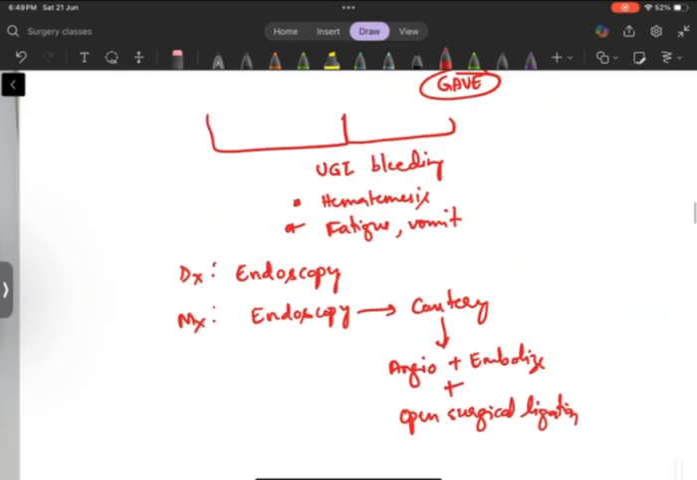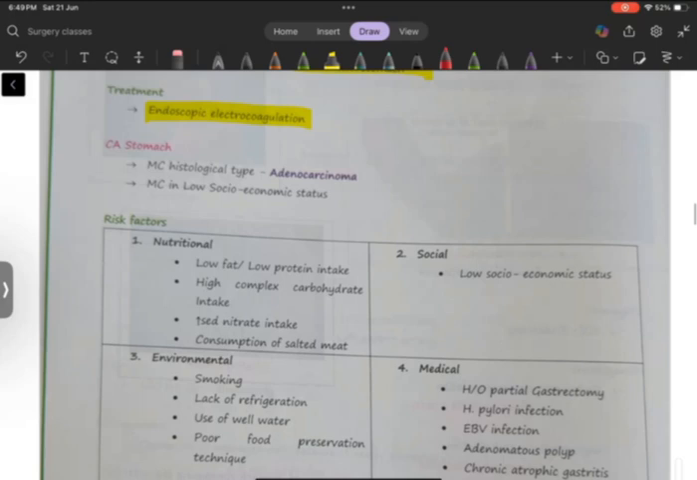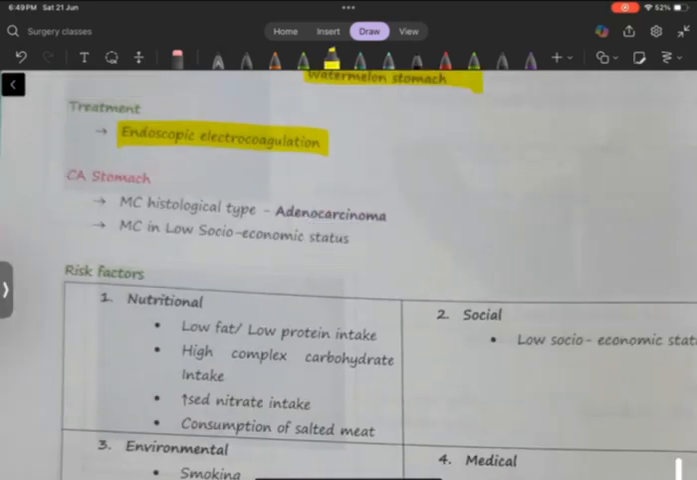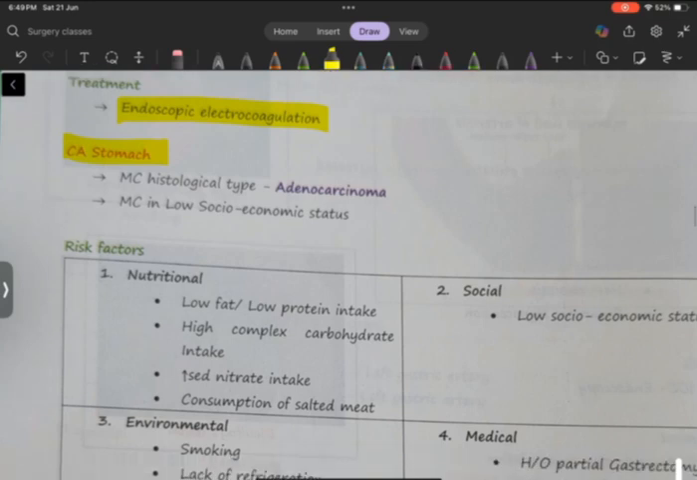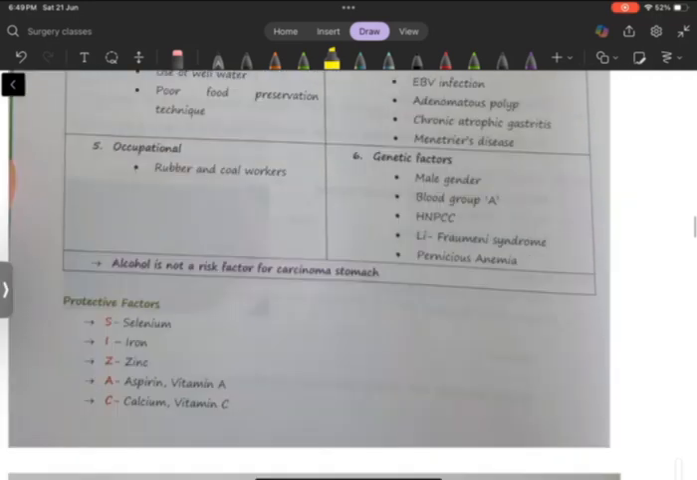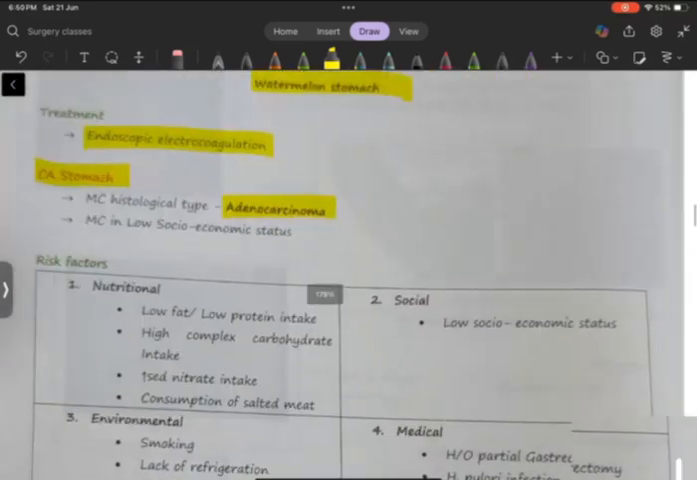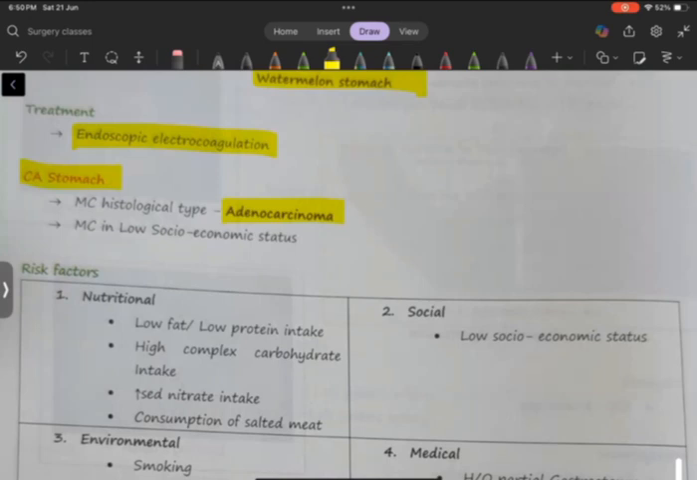Okay, so this was briefing summary of bleeding disorders of stomach. Okay, now we'll start with the most important topic of stomach, that is carcinoma stomach. So carcinoma stomach can be of two varieties. One adenocarcinoma, which is the most common variety. Other one, it can be squamous cell.